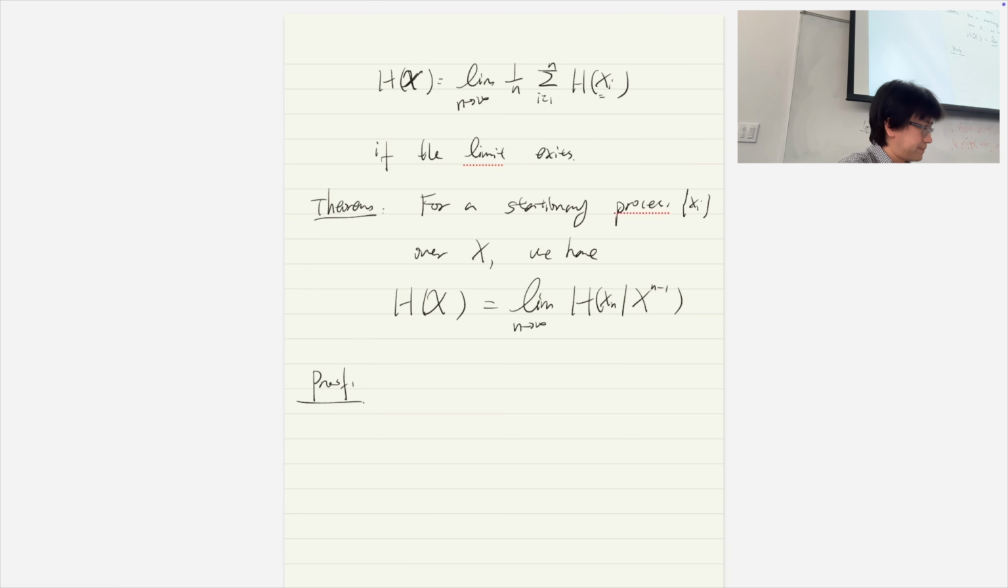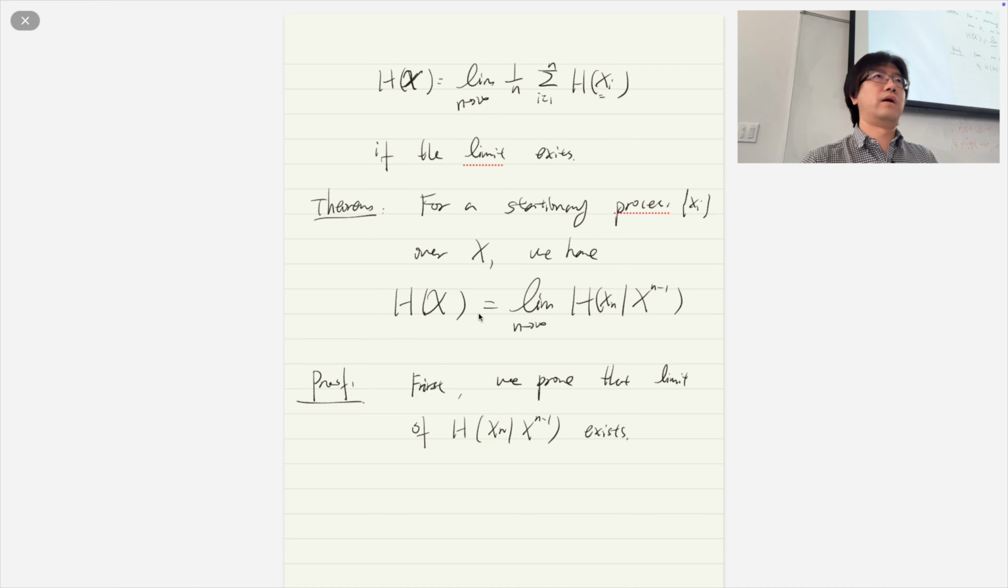The first step is to show that the limit of this guy exists. We don't know whether it will converge to the entropy rate or not, but the first step is to show it exists. And then we're going to show that actually the converged value is equal to the entropy rate. That's the idea. And proving that it exists is very easy.